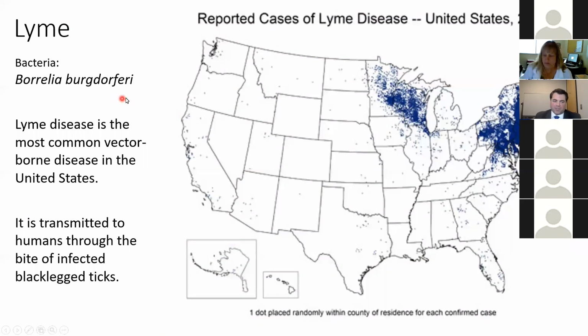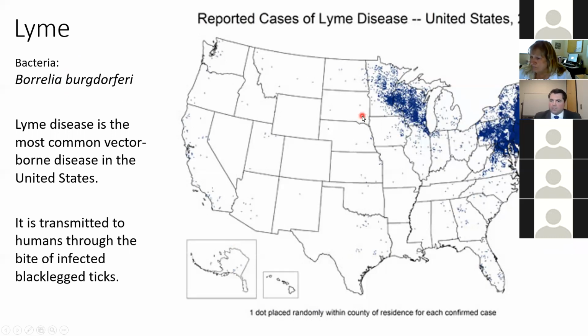But here's Lyme disease. Lyme disease was first recognized in Lyme, Connecticut in about 1982. So it was named after the city in which it was first described. And the bacteria is Borrelia burgdorferi.